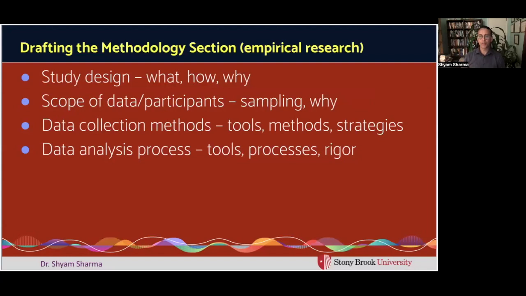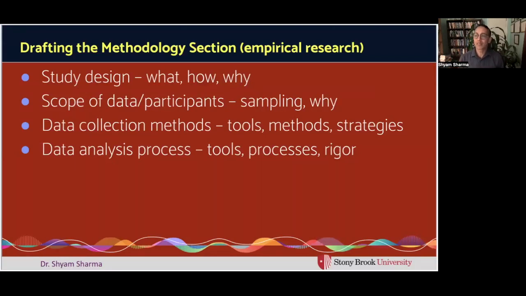That will make your methodology effective. Let us go a little deeper into the methodology section in terms of writing or drafting the methodology section. Let's start with the empirical research, where you have data, concrete data, objective or subjective, but evidence based on study.